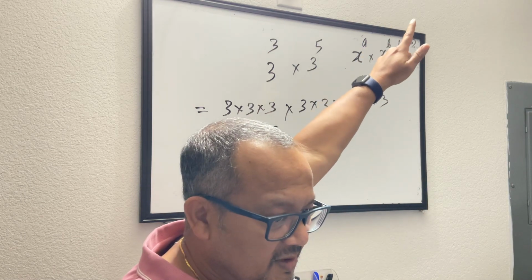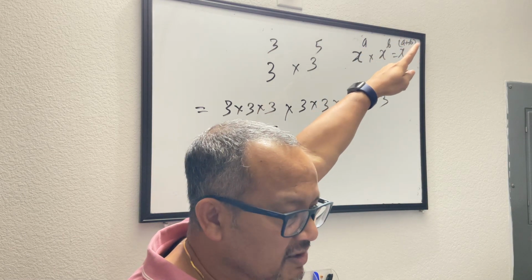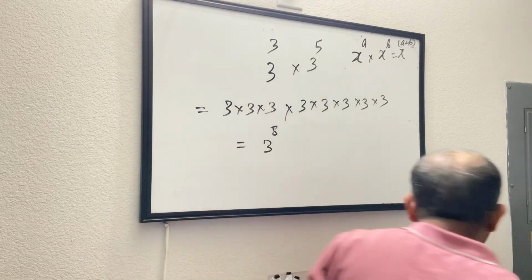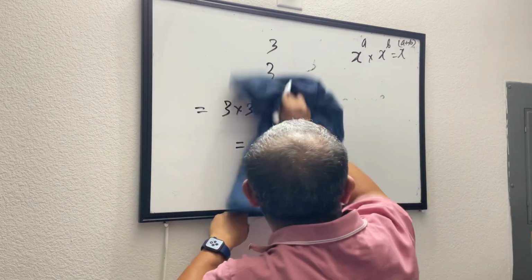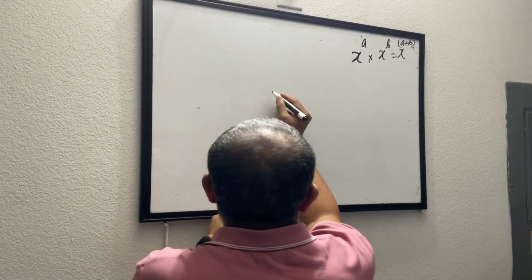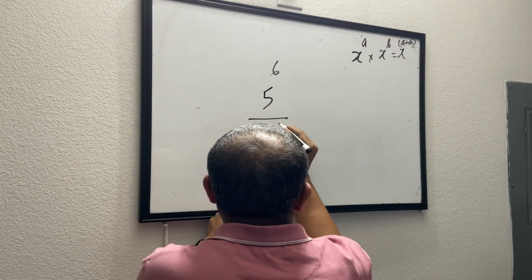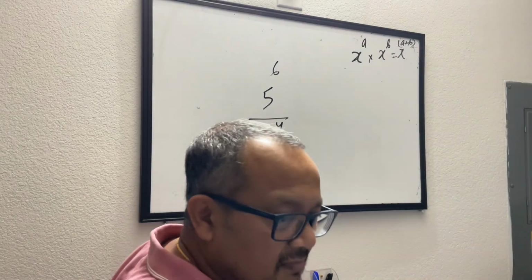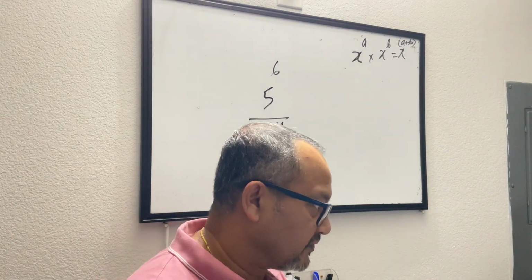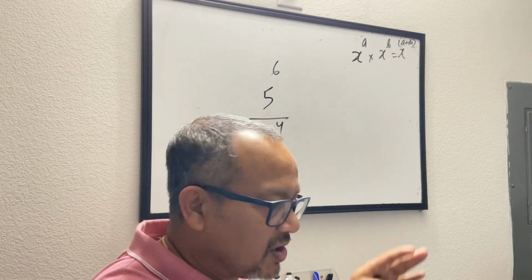Yeah? Biswa, Anika, is it okay? Okay? Now, this is the first rule of exponent. Let's look at the second rule of exponent. If I have 5 to the power 6 divided by 5 to the power 4, how much that will be? 5 squared. 5 to the power 2.